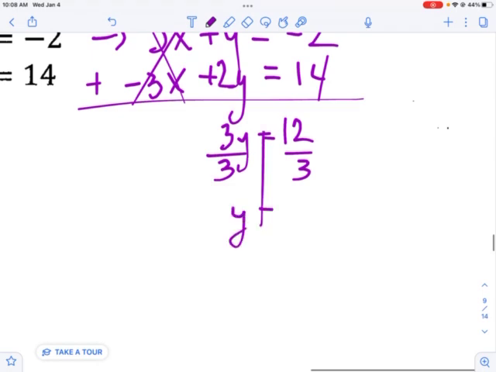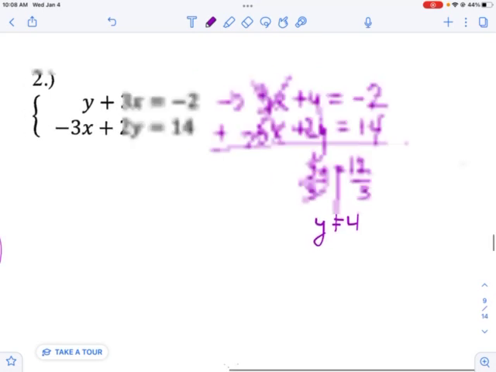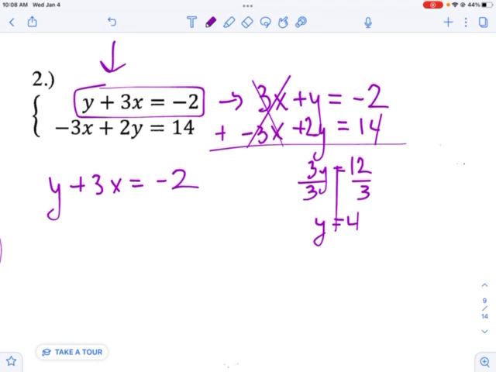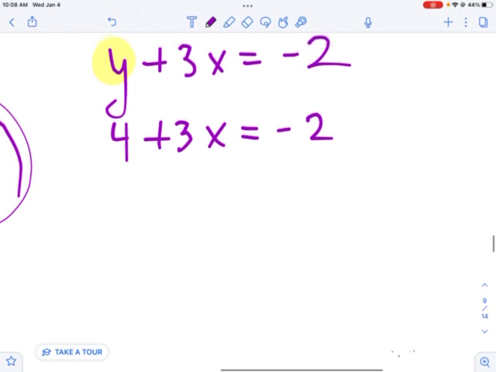All right? Now I'm going to go ahead and substitute my y value into one of my original equations, so one of these 2, and I'm actually going to use the first one. So I'll copy that down, y plus 3x equals negative 2. I'll substitute this value in for that y. So I have 4 plus 3x equals negative 2. And now I'm going to solve for my x value. I've got to get rid of the 4. I'm going to make 0 pairs, subtract 4. I have 3x equals negative 6.